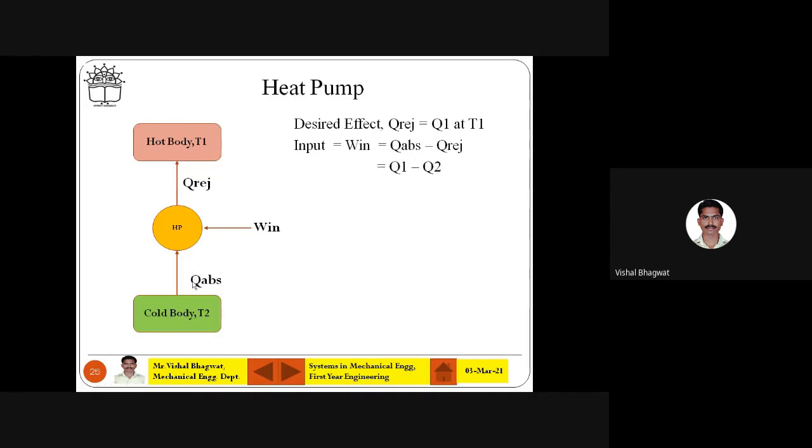Nothing else. Either Q1, Q rejected, may be higher, or Q absorbed may be higher. We don't know. Q1 may be higher or Q2 may be higher. But basically the difference between them is nothing but the work. That is nothing but the electricity consumed by the heat pump to give you the desirable effect. What is the desirable effect? It is Q1, the Q rejected to this space.